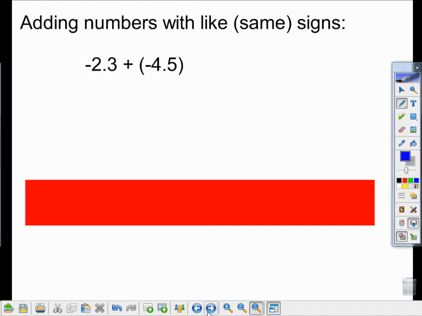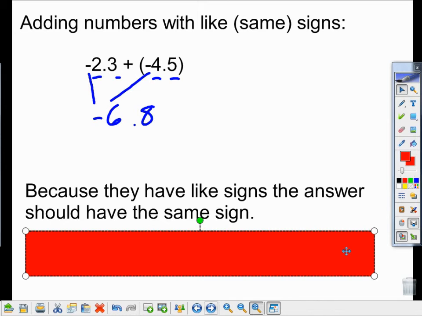we have a certain method for these negative signs. If they have the exact same sign in front of them, you just add them together. So negative 2/3, negative 4/5, we ignore the negatives because they both have that negative in front of them. So instead we just say 2 plus 4 is 6, 3 plus 5 is 8, and of course we want that decimal. Of course we want to pull down that same sign, negative 6 8/10. Because they have like signs, the answer should have the same sign.